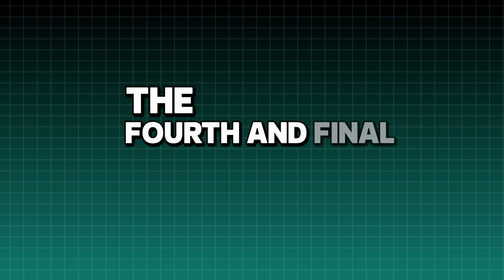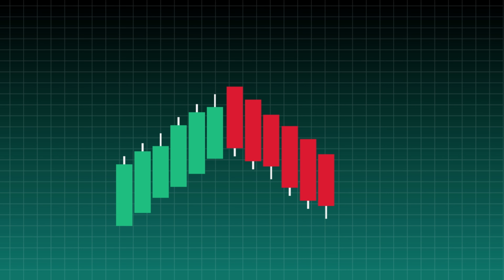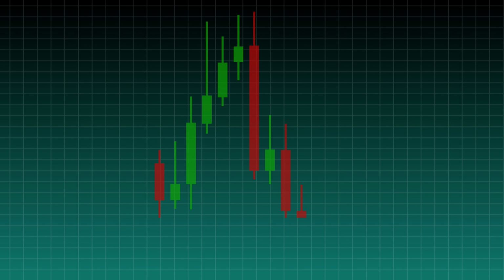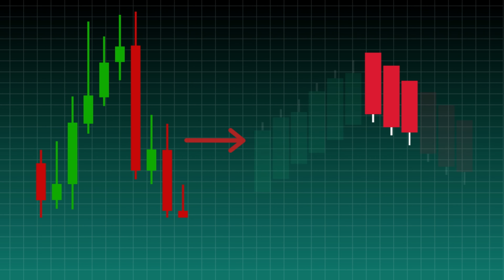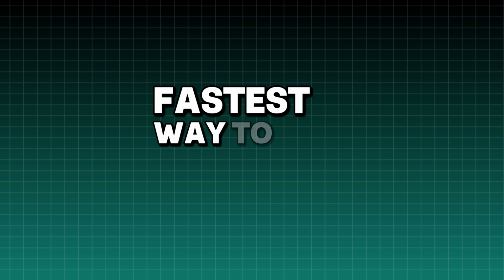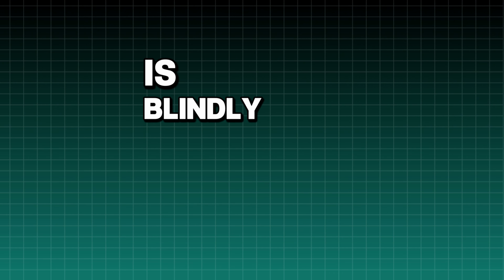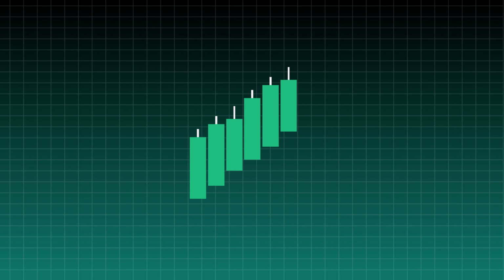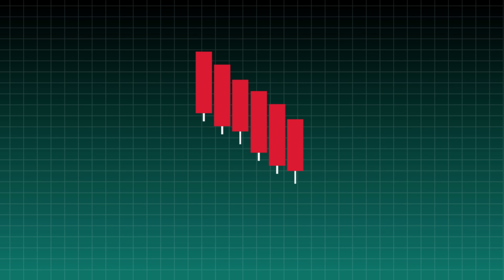The fourth and final trap is the Heikin-Ashi color trap. The Heikin-Ashi is a popular trend indicator that fully replaces a traditional candlestick chart to smooth out price action and filter out market noise. It makes a trend look incredibly clean because all the candles remain the same color during a move. However, the absolute fastest way to blow up your account is blindly buying when you see a green Heikin-Ashi candle and selling when you see a red one.